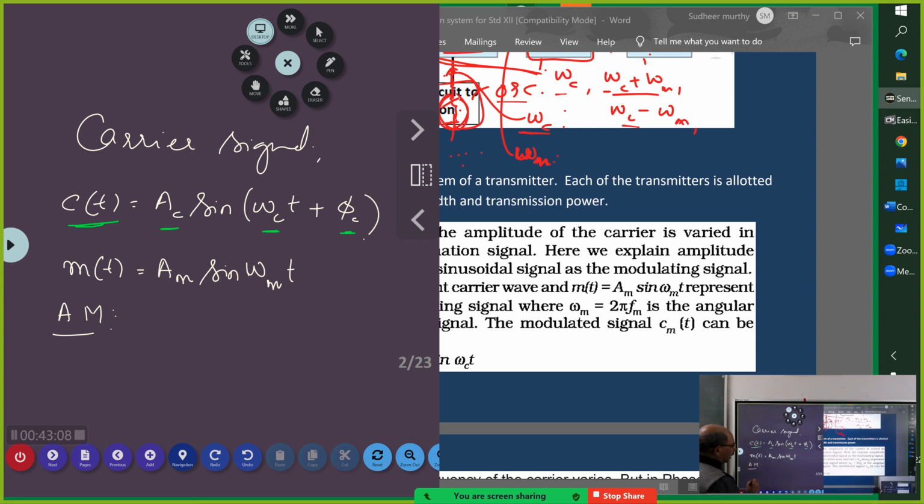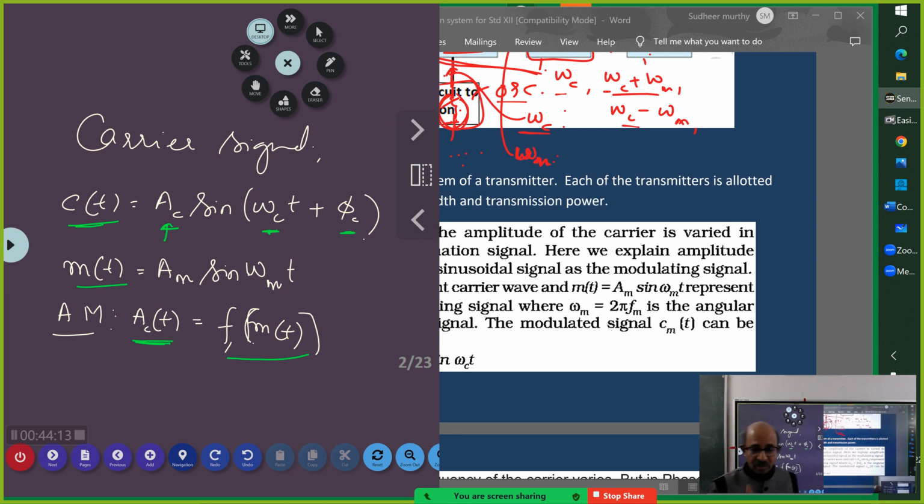In amplitude modulation, I will not change the frequency and the phase, but I will only change this. That is, I will make Ac of t a function of m of t. That is, the amplitude is made a function of the modulating signal. That means I will vary the amplitude according to the modulating signal. Mathematically I have written here, the amplitude of the signal is varied according to the modulating signal, according to this function f1. I hope now you can understand the mathematics.